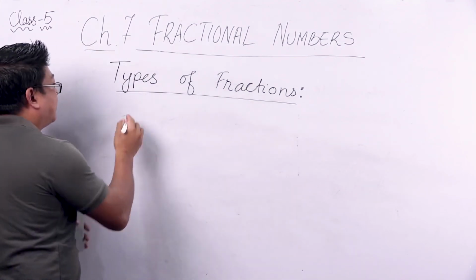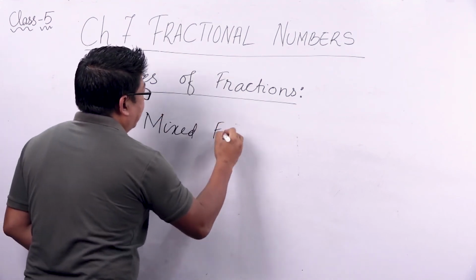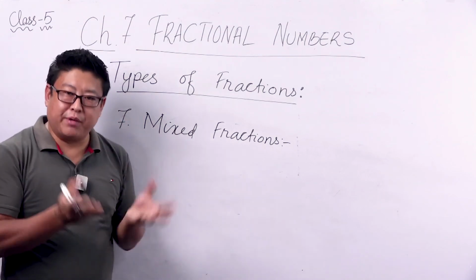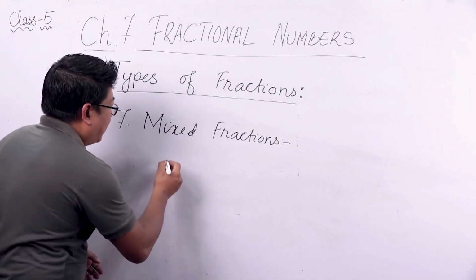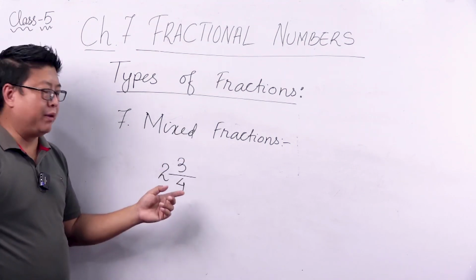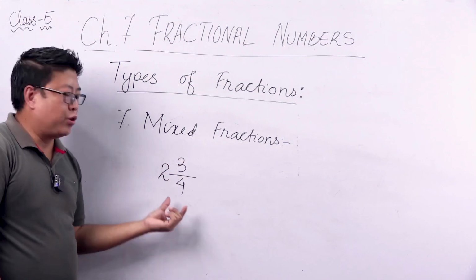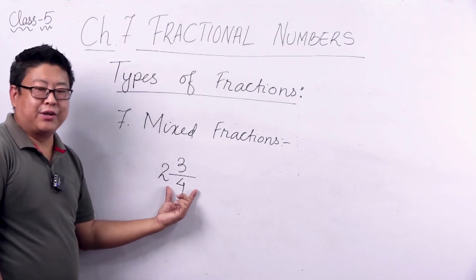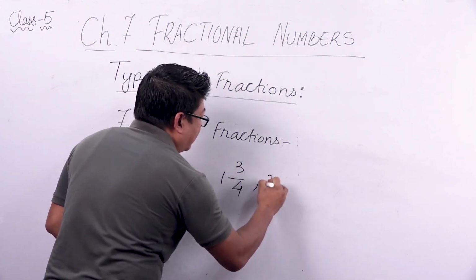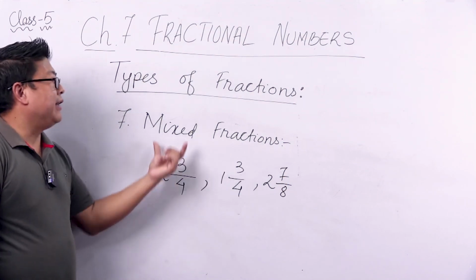Now let's look at the last type of fraction. The last type of fraction is called mixed fractions. Now, mixed fractions, just the word itself says it is a mixture. So, mixed fractions are written in this manner. For example, if I write 2, 3, and 4. Now, this is a new type of number that we're learning. These are called mixed because this is a whole number, or you can say a counting number, and a fraction. So, this is a combination of a whole number and a fraction. Okay, children? So, there are so many instances which we will come across. 1, 3 by 4. It can be any number. 2, 7 by 8. It can be any number. So when you have a whole number and a fraction together, they are called mixed fractions.